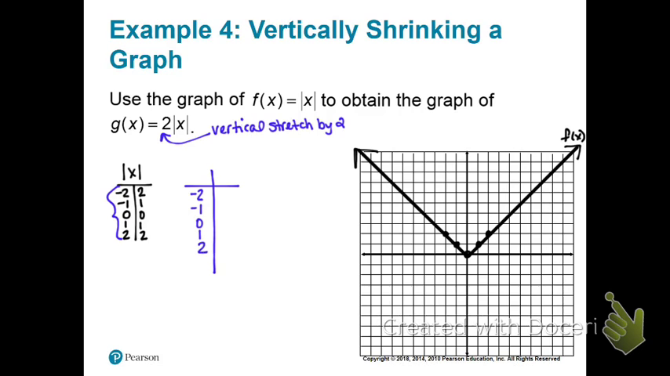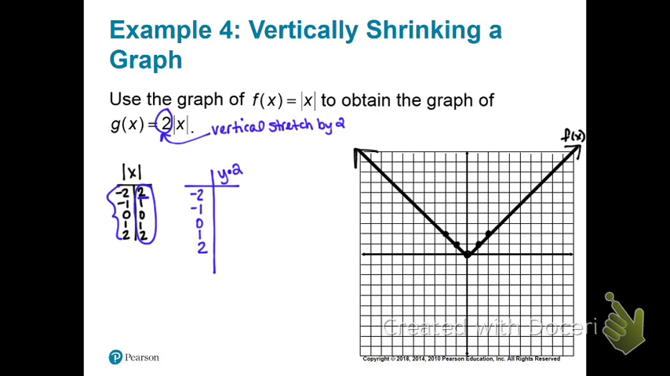Do I have anything on the outside? We have that 2, correct? And that says 2 times, doesn't it? 2 times the absolute value of x. So remember, y does what it's supposed to. So it says 2 times, so we're just going to multiply by 2. So take all of these y values here and multiply them by 2.